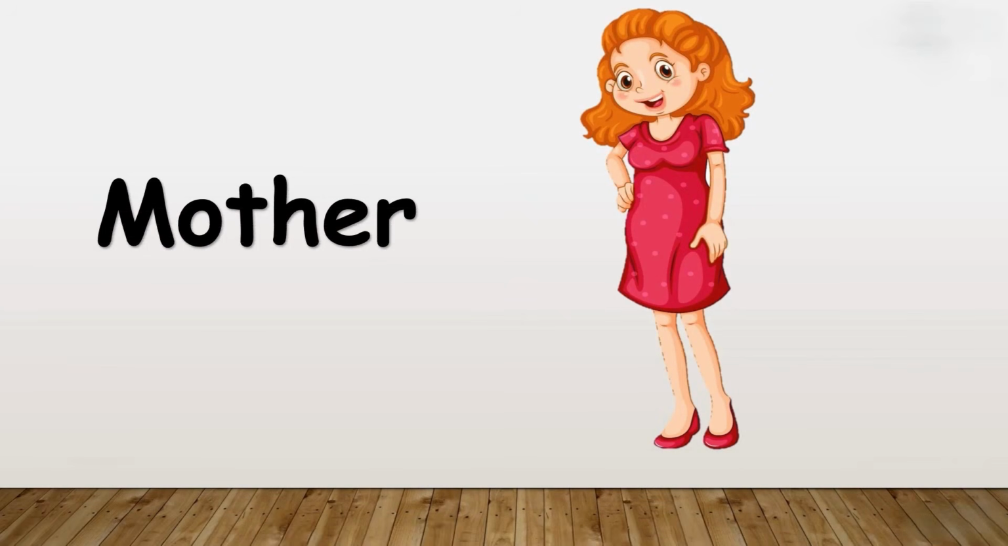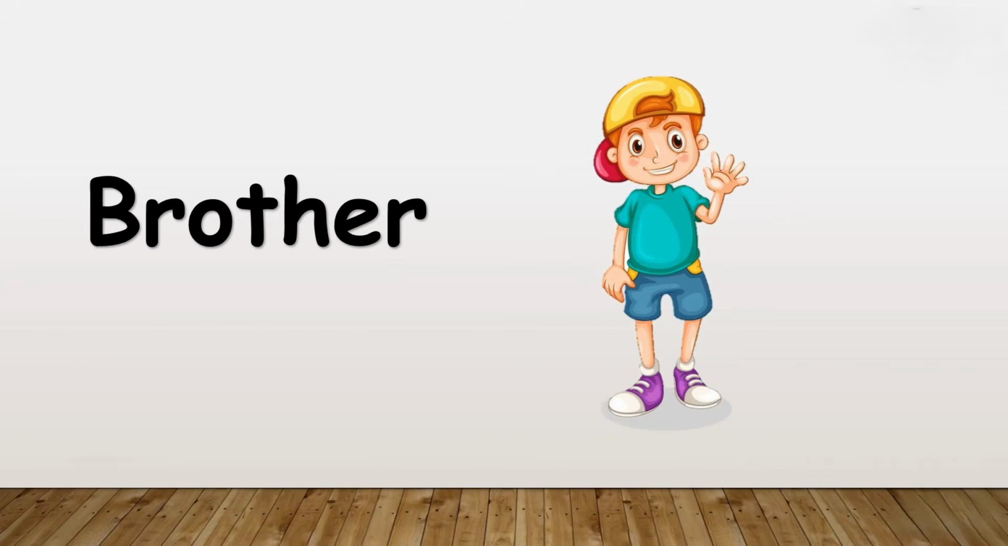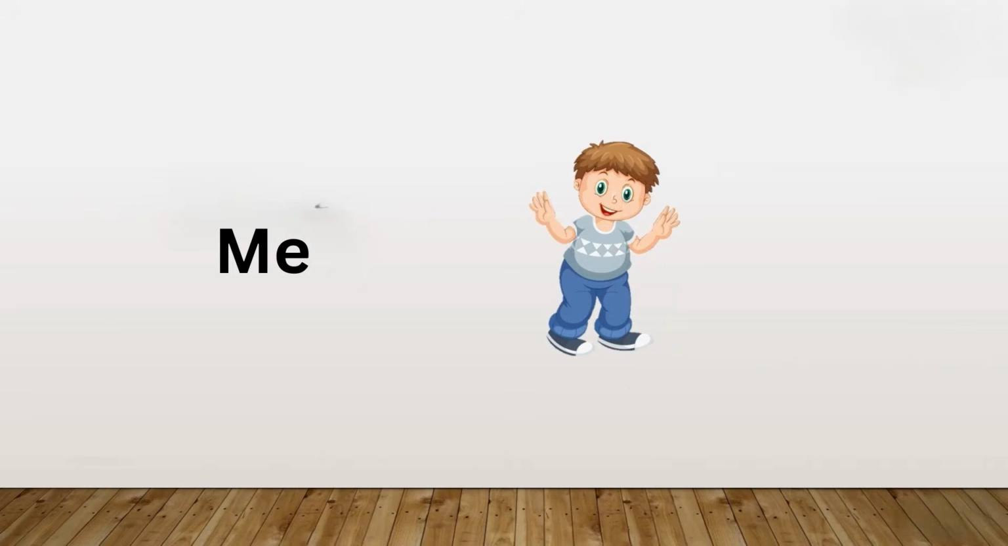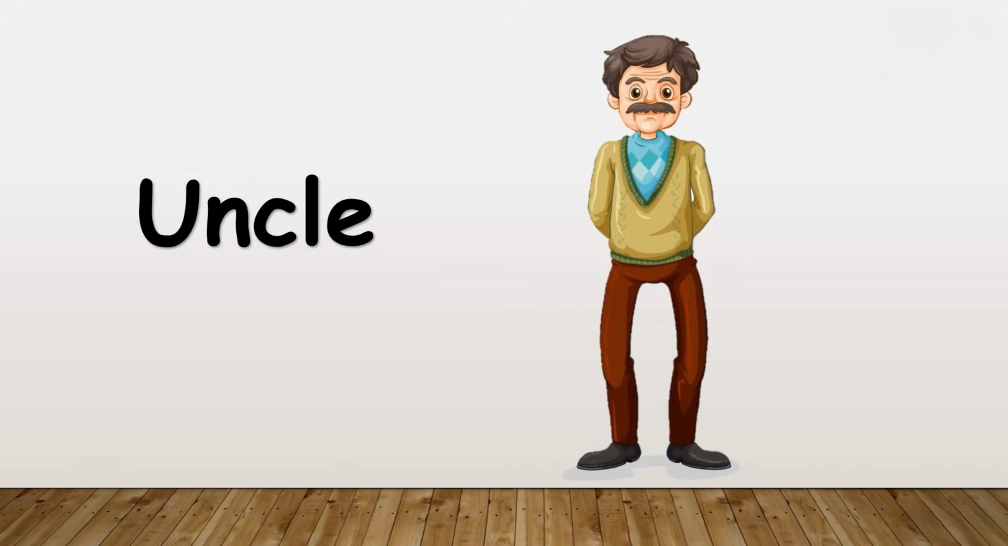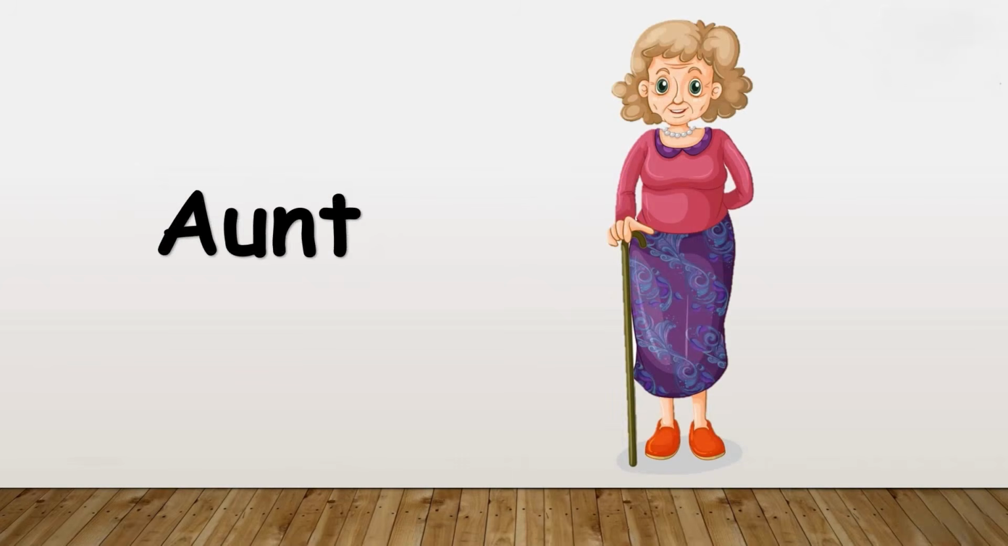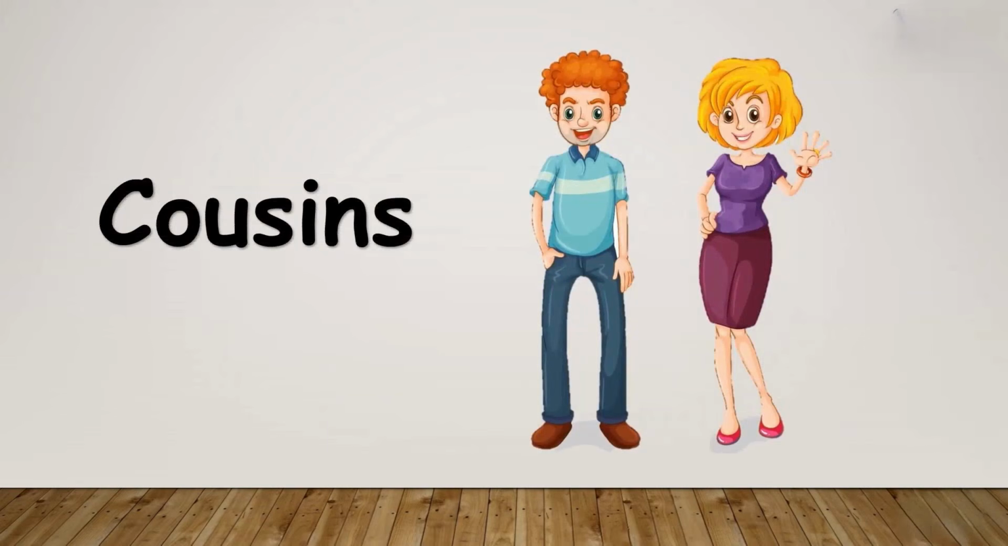This is your mother, Mama. This is your brother, Bhai. This is me. ये आप हो. Look over there. This is an uncle. This is an aunt. And look, a friend to play with. This is a cousin.